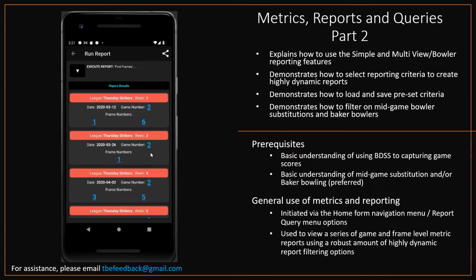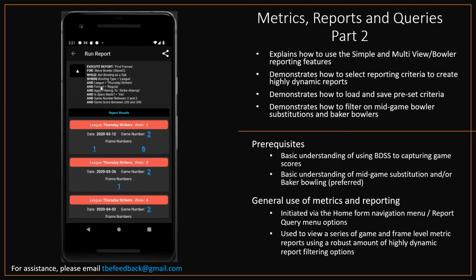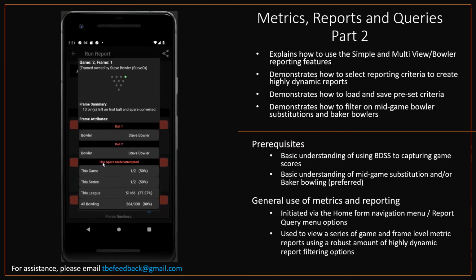And there you go. And what you get back is a report that shows you all frames where a spare was made during games two that was between 200 and 300. And you can see that in the report execution command. You can click on a frame to see the frame details. If I'll just click on frame one here, here's some frame details report.